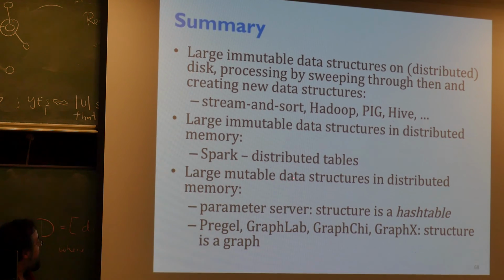We've also talked about some large mutable data structures, okay? So Pregel, GraphLab, all the things I talked about today, the structure is a graph. So you've got a single mutable graph that's stored in distributed memory. A little bit later, we're going to talk about another distributed data structure called a parameter server, where you basically have a hash table that you're distributing in memory and using that to communicate with workers.